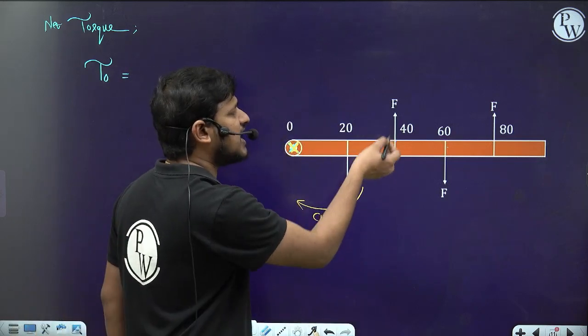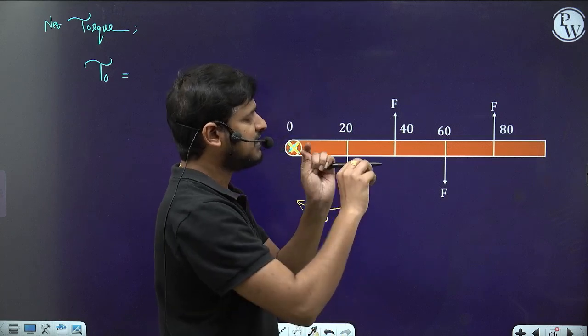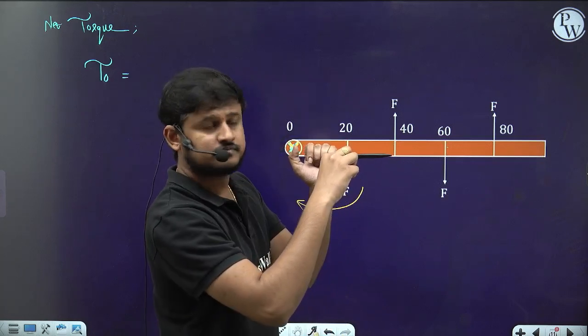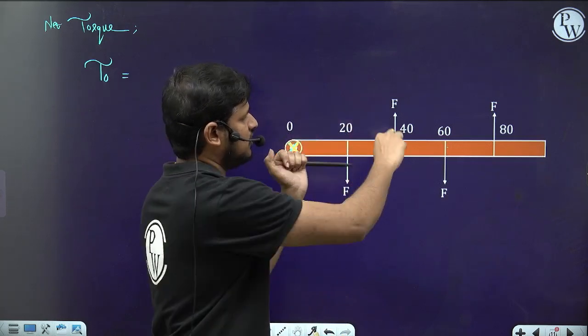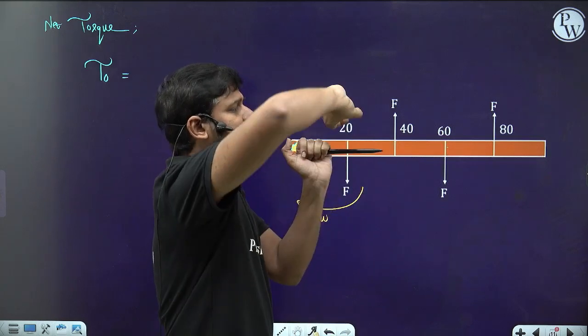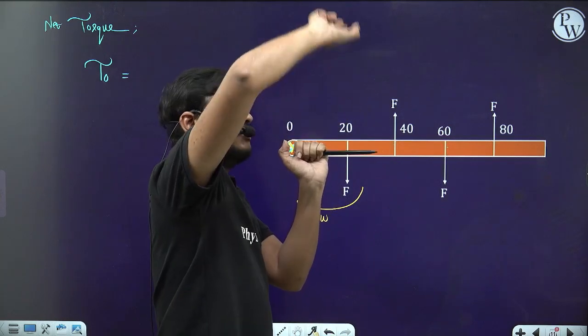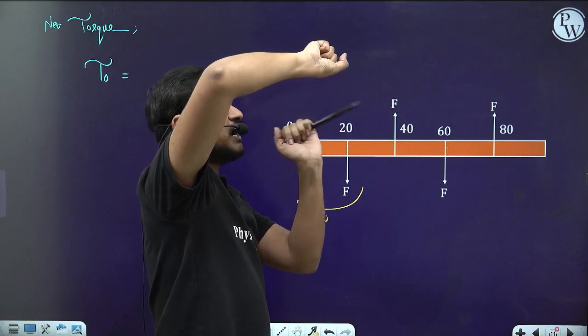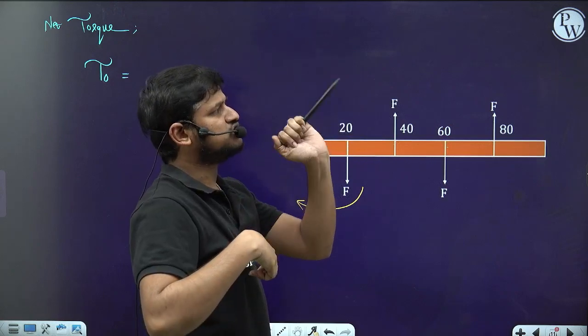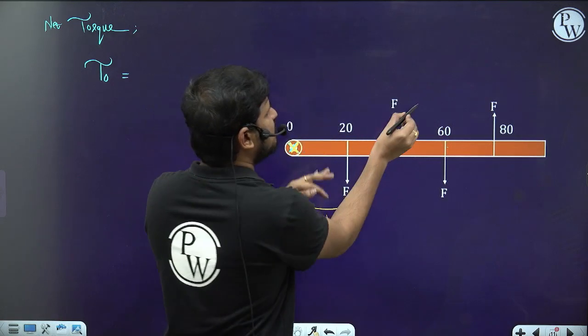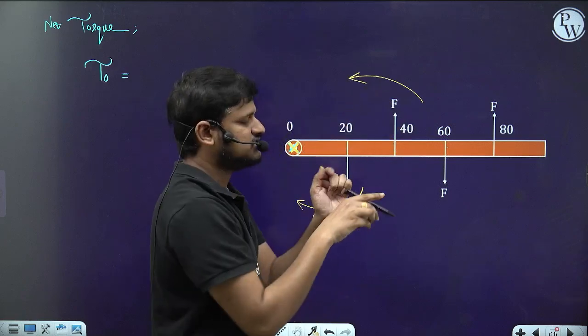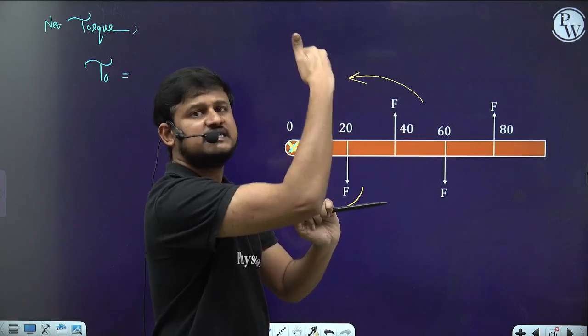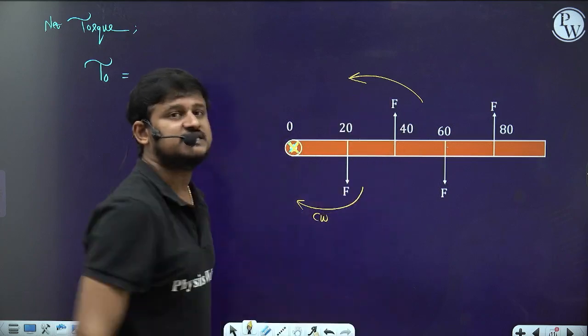Now what is the torque due to this force? Just imagine, at this point you tied a rope, and then you are pulling it upward. If you are pulling it upward, the rod will move in this direction from the horizontal position to this side. So in which direction is the torque acting? If it is moving this side, the torque is acting that side. So here the torque will be this side.